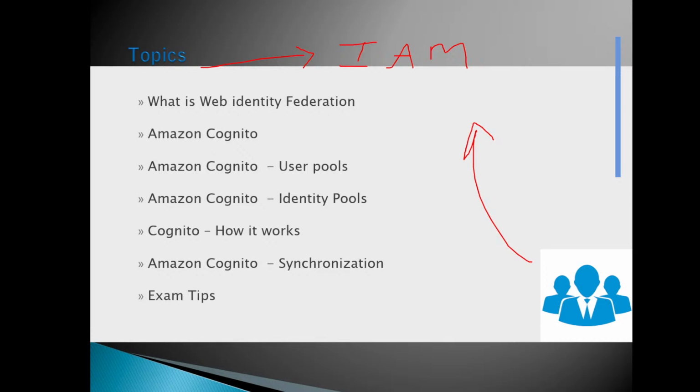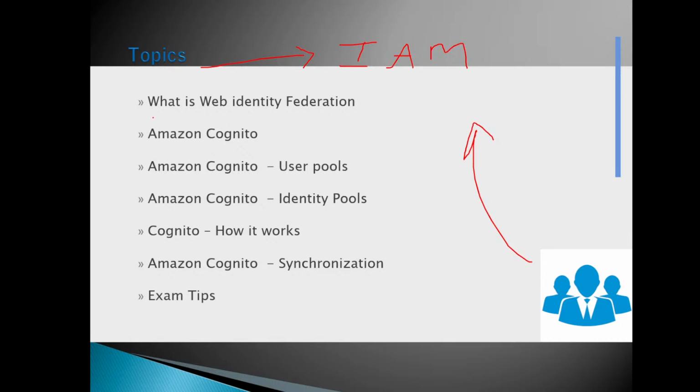So Amazon has given you an out-of-the-box service where you can just create this Cognito, and all the user management application will be generated and given to you out of the box, and you just have to attach it to your application. That's it. That is Cognito.